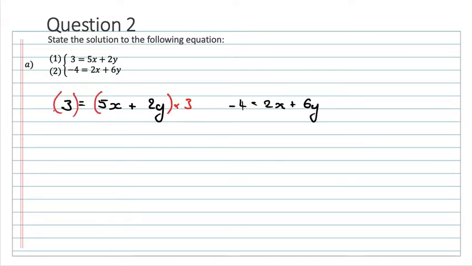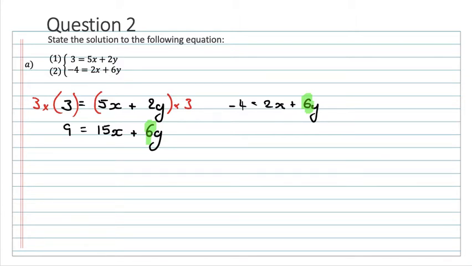So both sides of the equation, I'm going to multiply it by 3. And the net result from multiplying it by 3 is that this side becomes 9. This will be 15x plus 6y. So notice now I've got a common coefficient in front of the variable y in both equations.